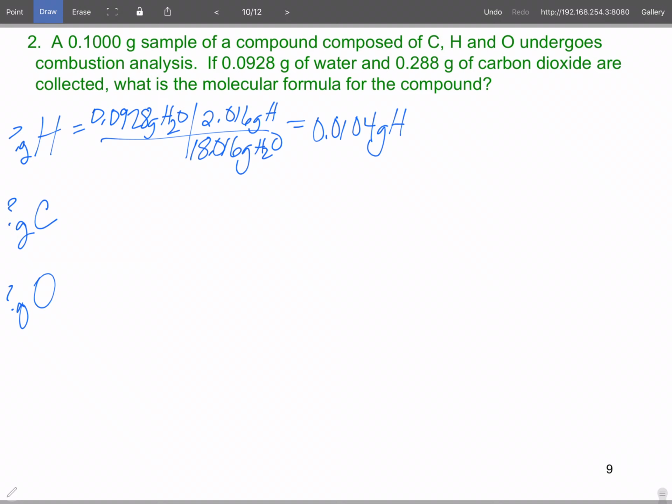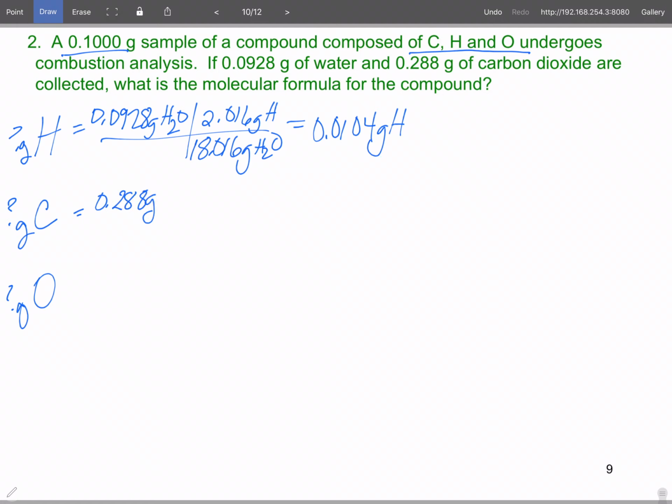Now, at some point, somebody could have said, wait, why didn't we just go to moles? Yeah, we could have gone to moles. The problem is that we know we're composed of carbon, hydrogen, and oxygen, and we're given a mass. We're going to be able to calculate the grams of carbon and the grams of hydrogen. We're going to get the grams of oxygen by subtraction. So let's continue on.